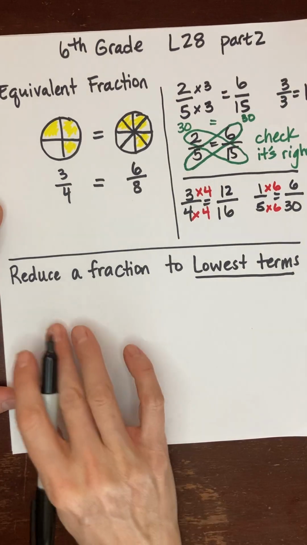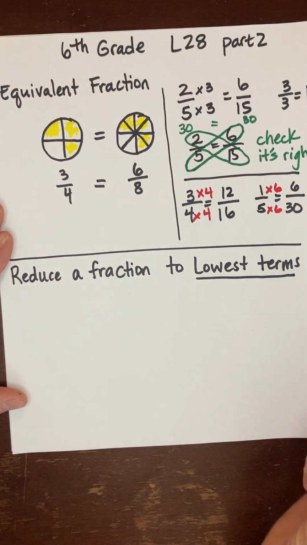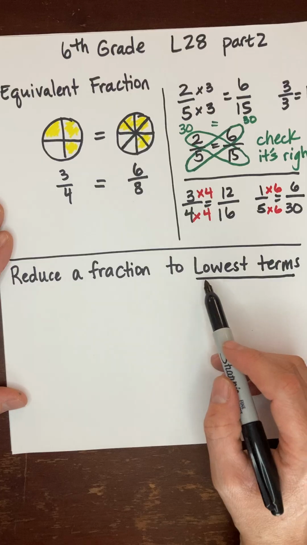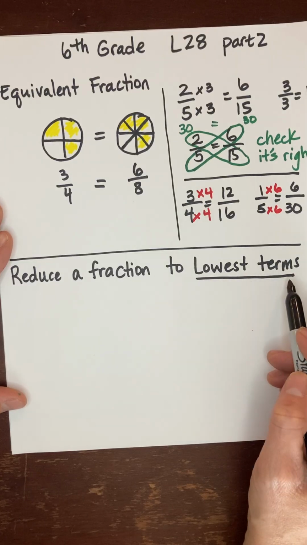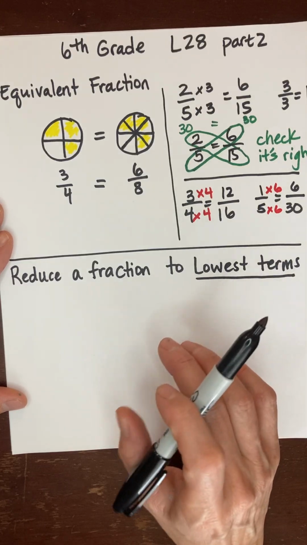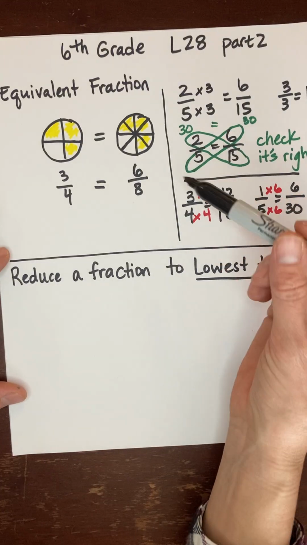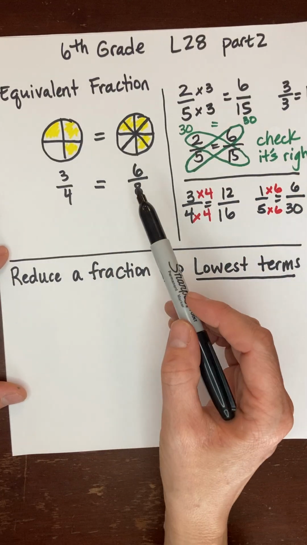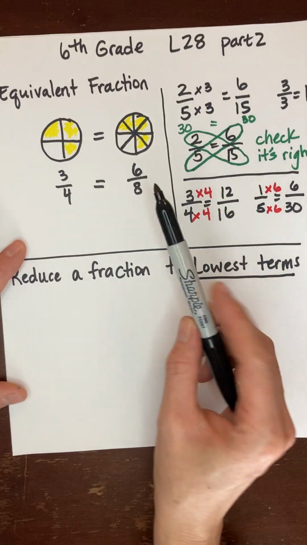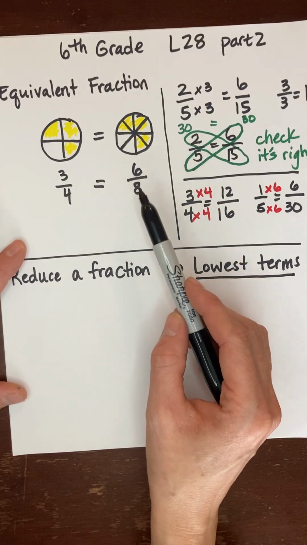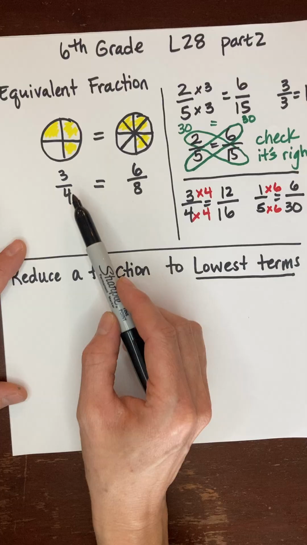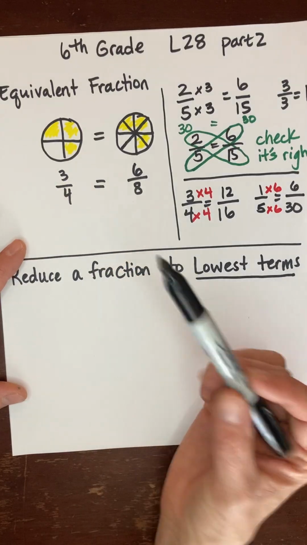The last part of our lesson was reducing a fraction to lowest terms. Now this phrase, lowest terms, is really important in math, and it means that our fraction cannot be reduced any further. So we're basically going to do the reverse of what we did here. So rather than multiply by a number and create an equivalent fraction, we're going to take an equivalent fraction and we're going to divide by a number to get the most reduced number that we can.